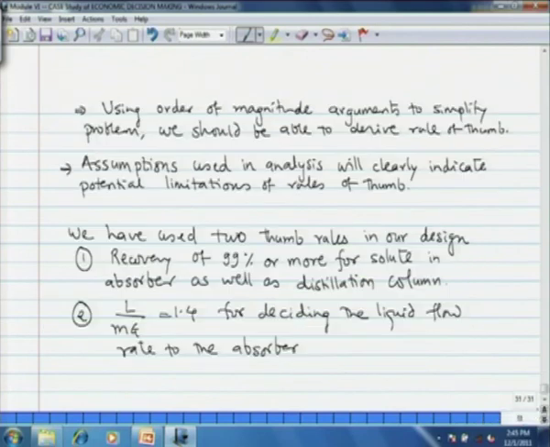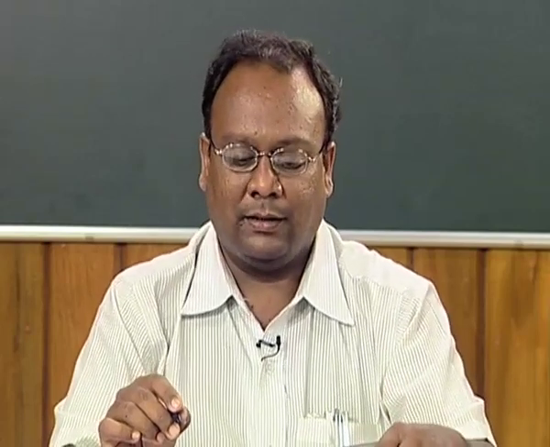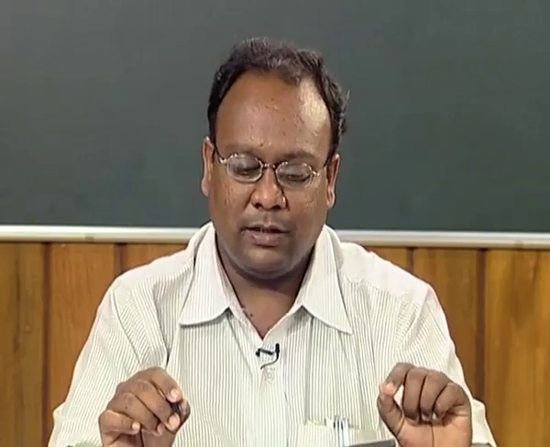Now, use of order of magnitude arguments to simplify a problem should be able to give us some rules of thumb that we have seen. For example, in distillation column, there is a rule of thumb that reflux ratio should be 1.2 times the minimum reflux ratio. This again has come out of order of magnitude calculations. The assumptions used in the analysis will clearly indicate the potential limitations of the rules of thumb.